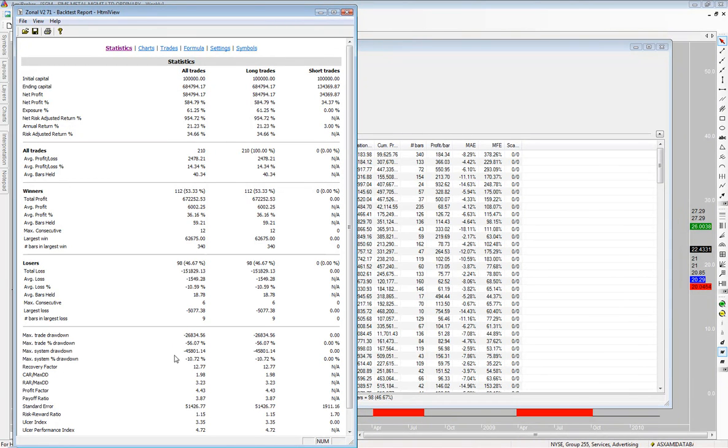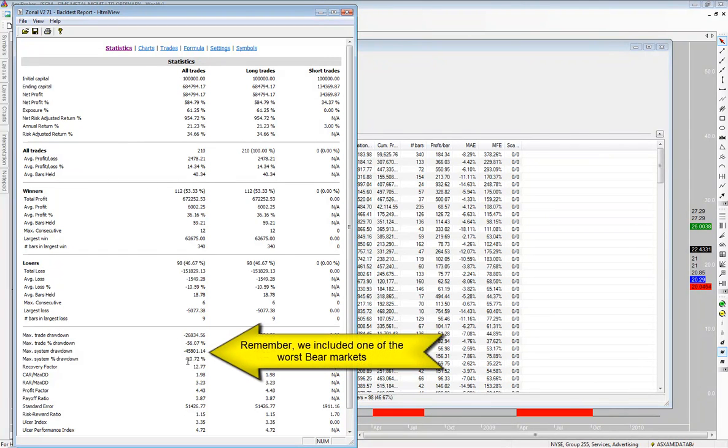The other important feature is this maximum system drawdown, 10% or 45,800. Now this is where the psychology kicks in. Can you withstand a loss of 45,000 from your account at any one point in time? It's a different issue that I need to talk about in a different video, but for now the maximum system drawdown is 10% or 45,000.